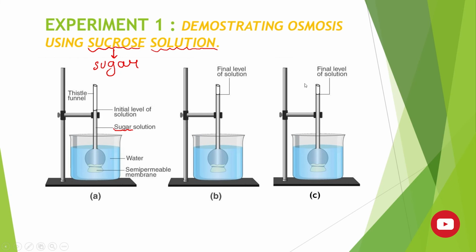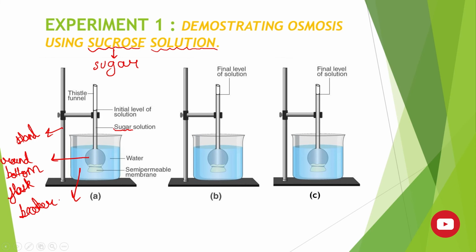First, let us look into figure A. Here we have taken a round bottom flask. Let me write it down for you all. Then this is a thistle funnel. This is a mouth stopper, or you can say stand, to hold the round bottom flask. This is a beaker.